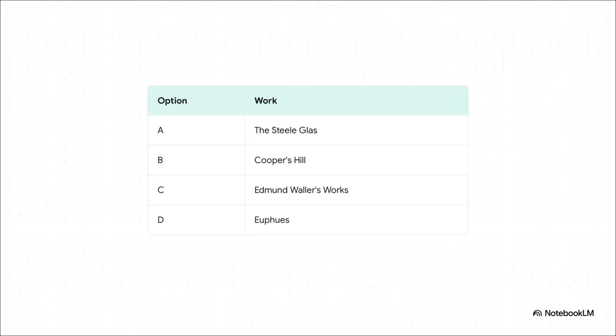Question 8. Which prose work, or works, was the first to use the closed kind of heroic couplet that ultimately became the standard for later English poetry? Your options are A, the Steel Glass, B, Cooper's Hill, C, the works of Edmund Waller, or D, Euphues. This one's really all about the evolution of poetic structure, and the answer is C, the works of Edmund Waller.